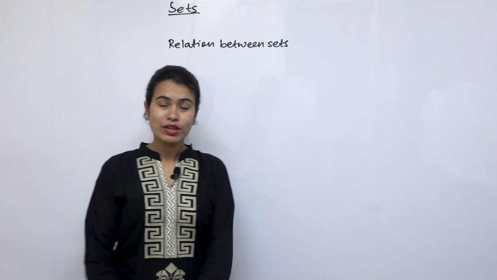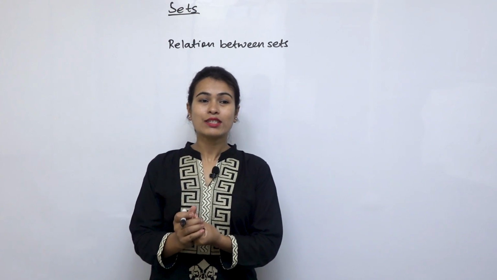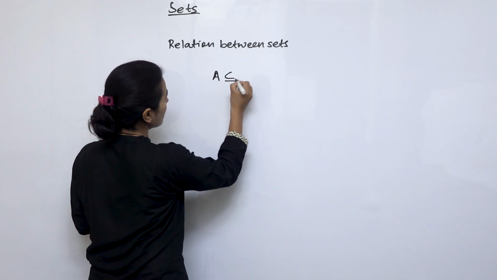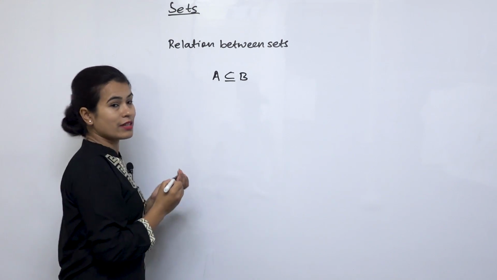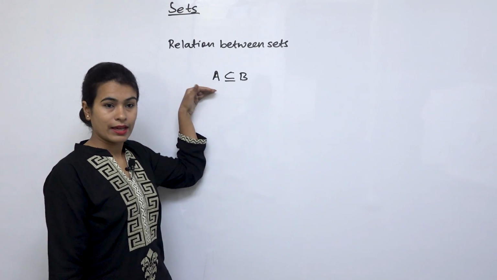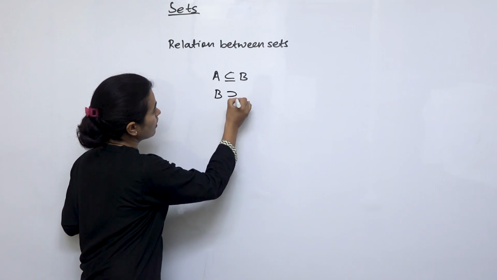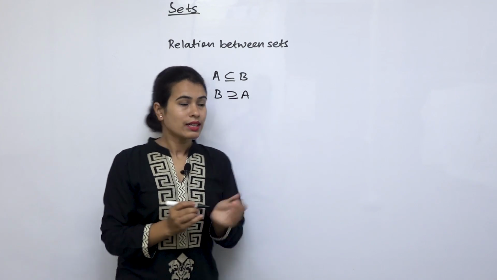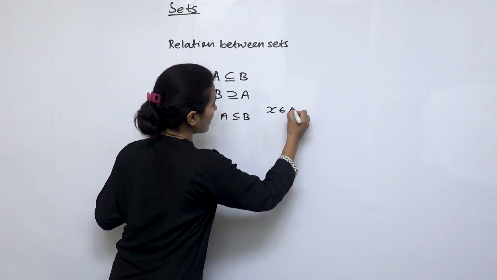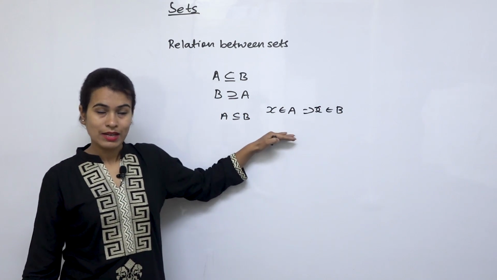Let's discuss the relation of sets. A set A is said to be a subset of set B if every element of A is also an element of B. This relation is denoted by A is a subset of B. This is read as A is contained in B, or B contains A. Here B is also called a superset of A. Symbolically, A contained in B is defined as x belongs to A implies x belongs to B.